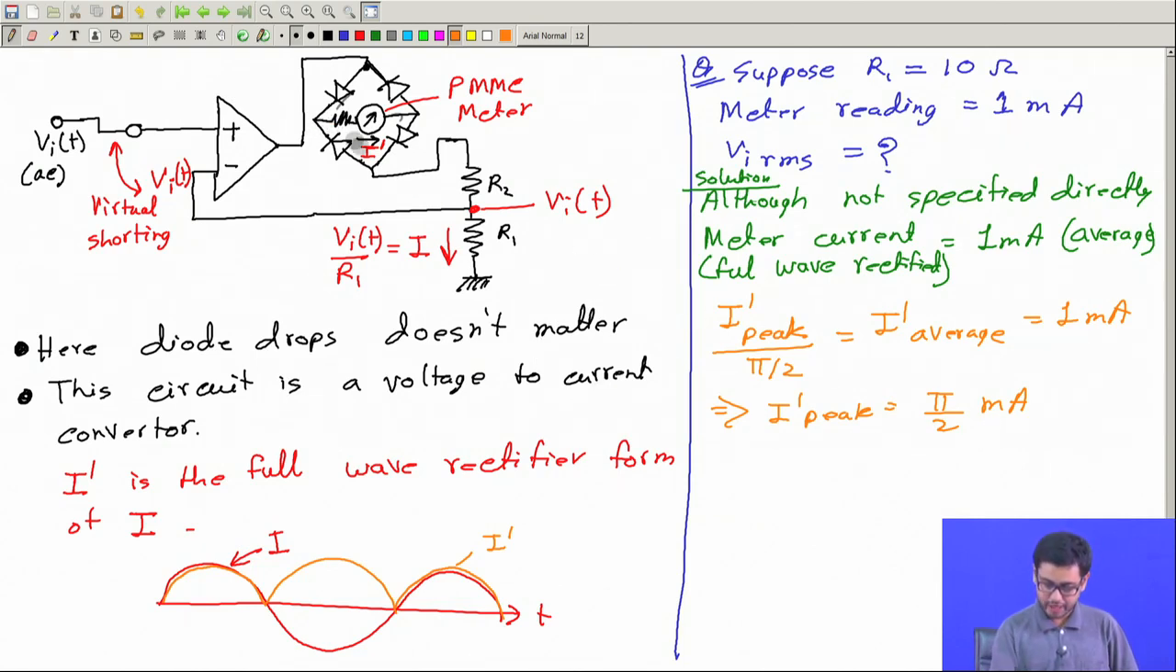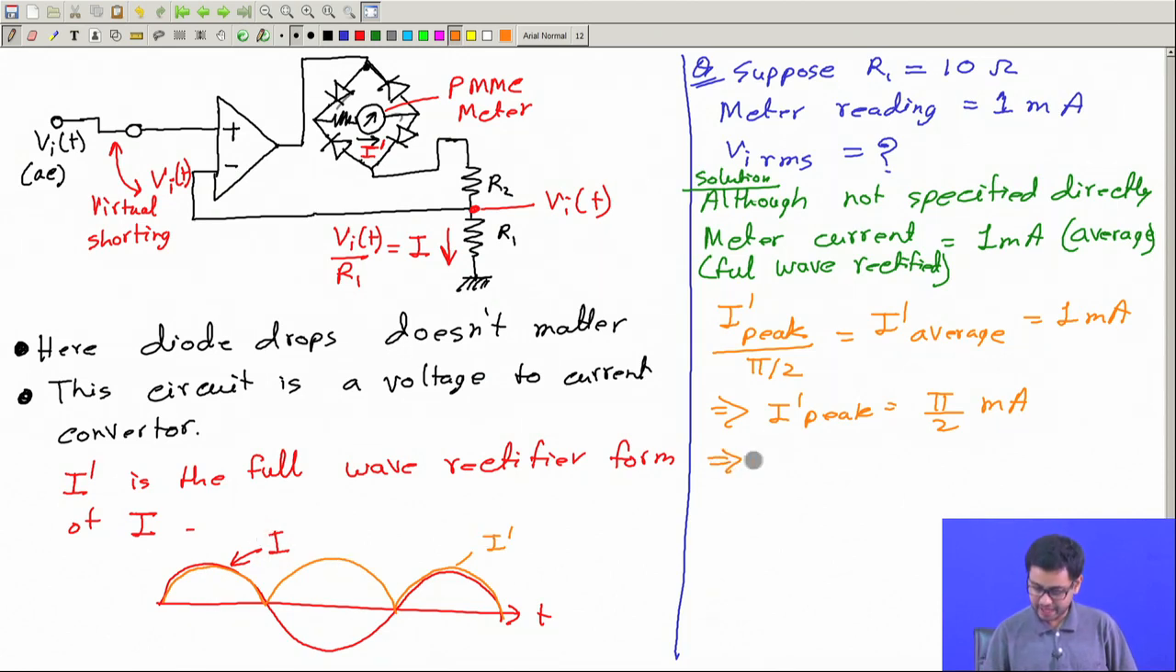So the peak value of this current is this, right? Which also flows through this. And therefore, you see I and I prime, one is AC, another is half wave rectified, but their peak values of I and I prime are the same.